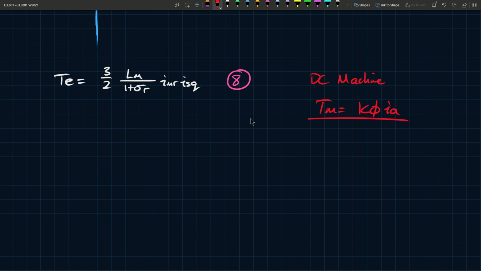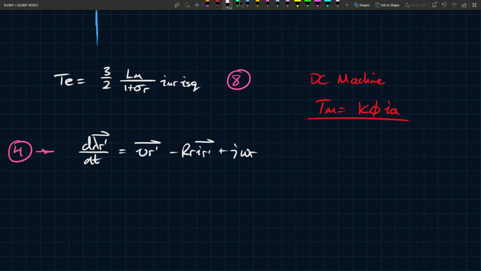So now how do we control IMR? Because that's what we're going to do. So we can say control of IMR is based on equation 4. Equation 4, all the way at the top, at the beginning of the video, says that d lambda r prime over dt is equal to VR prime minus RR IR prime plus j omega r lambda r prime.